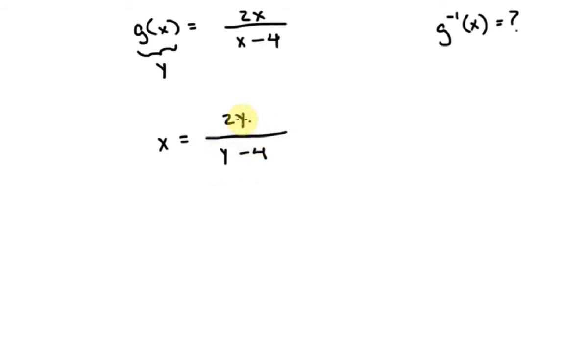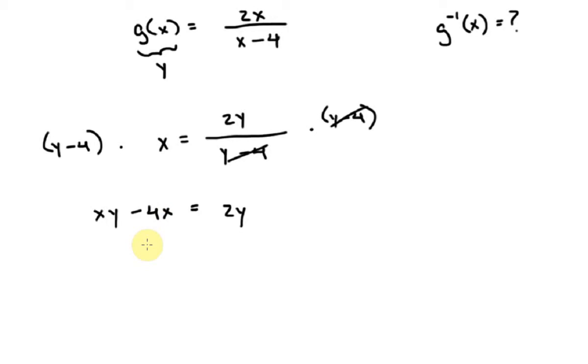Then I can see I've got fractions. So what I'm going to do is multiply by the denominator here, y minus 4, and I've got to do that to both sides. That's just to get rid of the fraction. So this can cancel. So I have 2y equals, and this is going to be x times y, and then x times negative 4, so minus 4x.